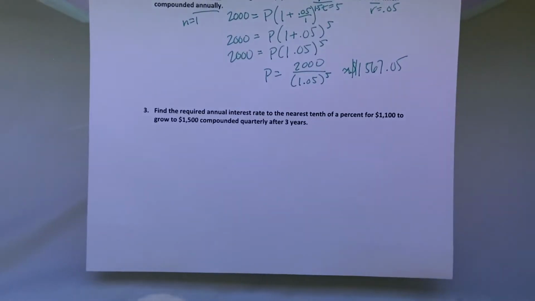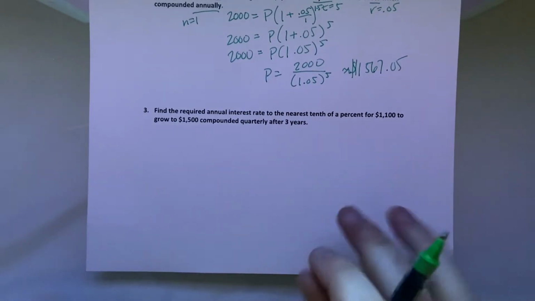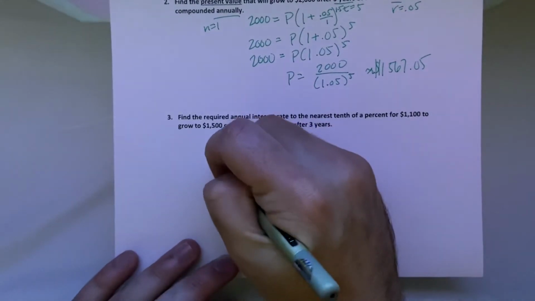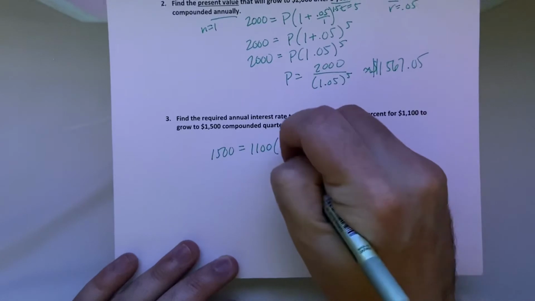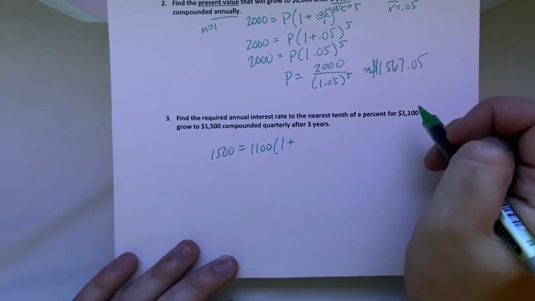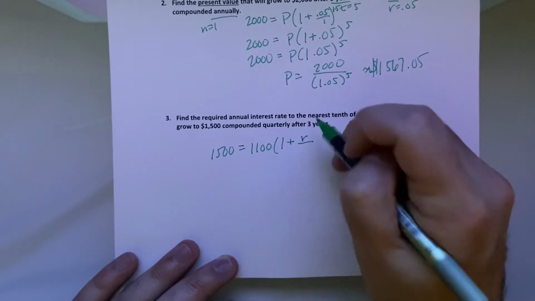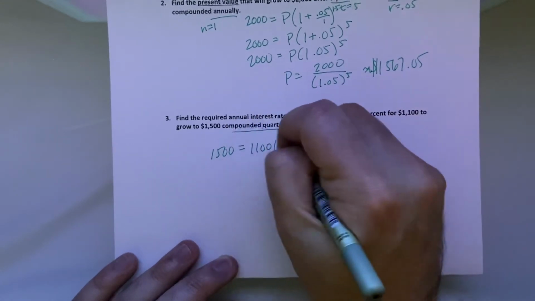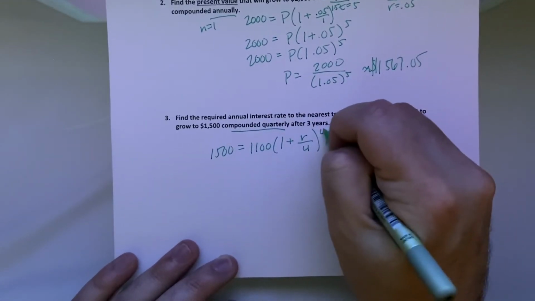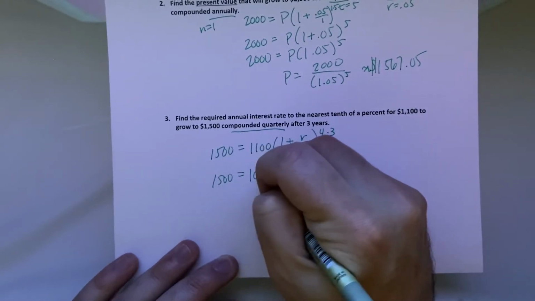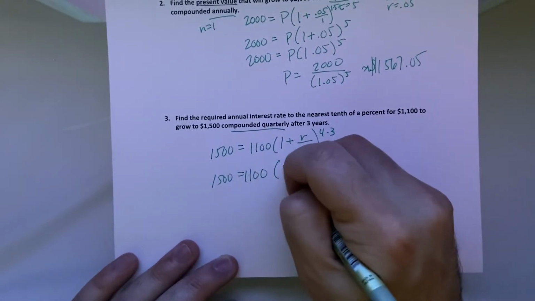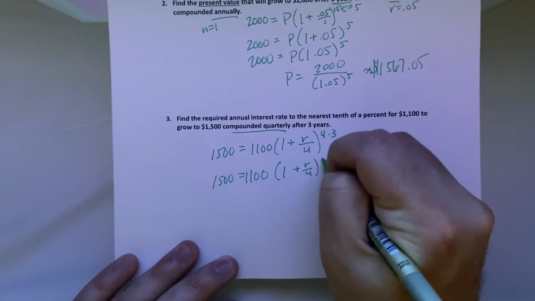Lastly, find the required annual interest rate to the nearest tenth of a percent to make $1,100 grow into $1,500 compounded quarterly. Okay, this is going to be a little more complicated. So you have 1,500 equals 1,100 times 1 plus our rate, which is unknown, over n, compounded quarterly, so n is 4, to the 4 times 3 power. So we have 1,500 equals 1,100 times 1 plus r over 4 to the 12th.